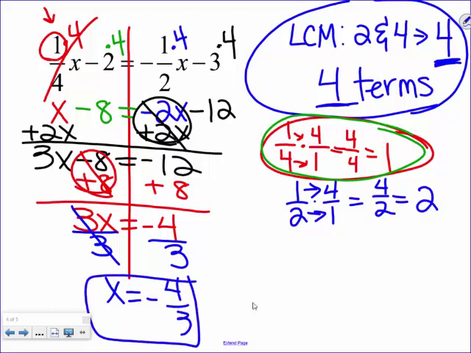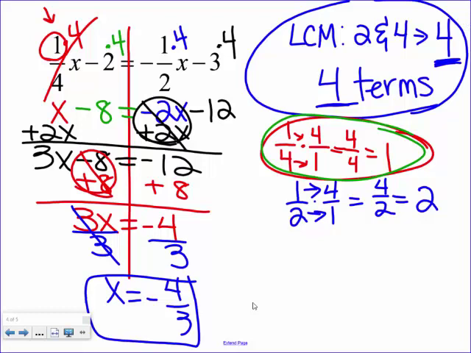Now, how many of you in this room did it exactly like I did it? How many of you in this room moved the x instead of the negative 2x? Did you still get negative 4/3? Good. Anybody else do it that way? And did you get it? All right, good. Any questions on this one?